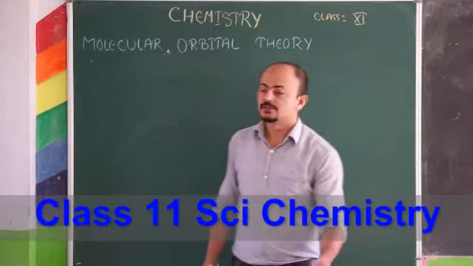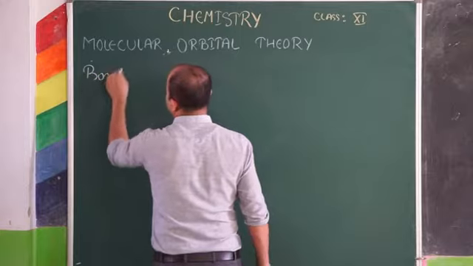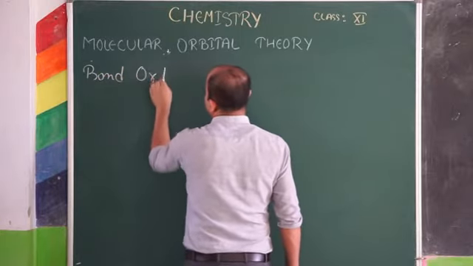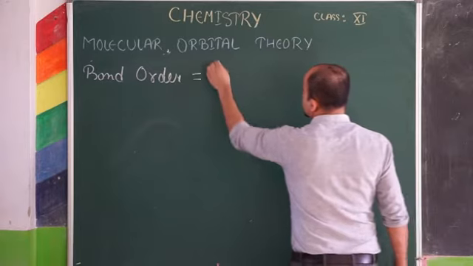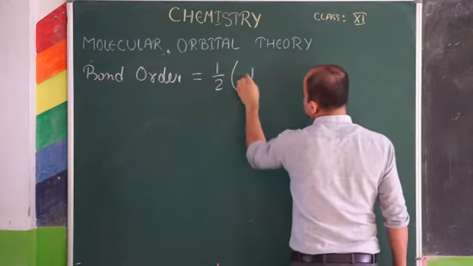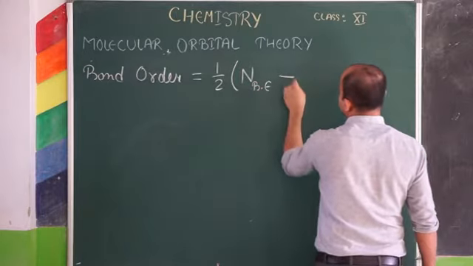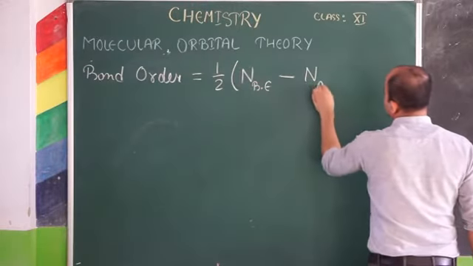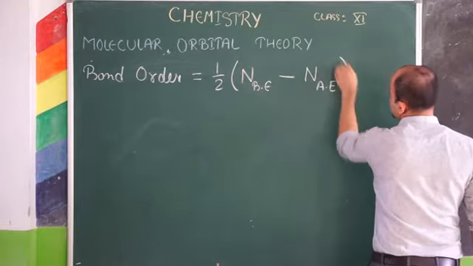Let's discuss bond order. Bond order is given by the formula: half times the number of bonding electrons minus the number of antibonding electrons.